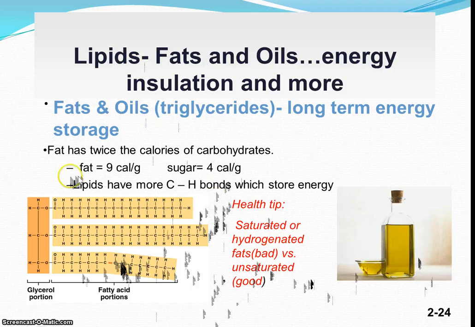Now, if we look at fat versus carbs, because remember they're both energy sources, fats are going to be your long-term energy storage. That means that they are going to be the backup energy source just in case you use up all your carbs. And the reason why is that you can get more energy per gram of fat than you can of sugar. So we use up the less efficient one first, and then we will come around to the more efficient one, which is fat.